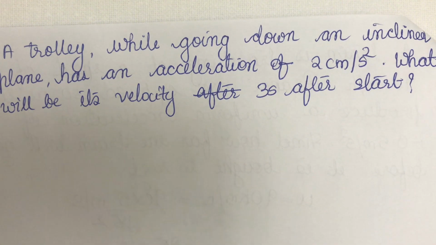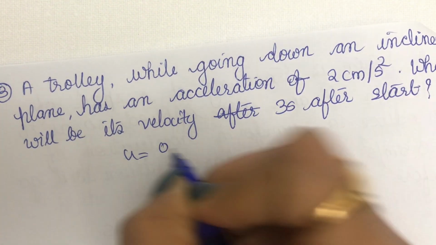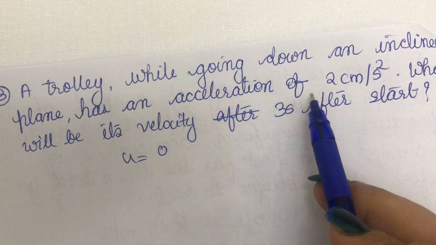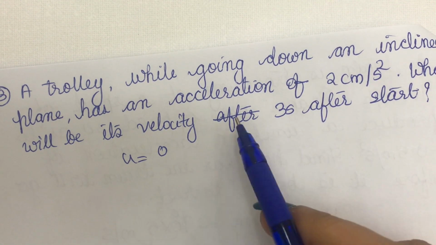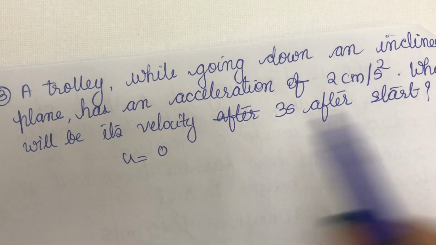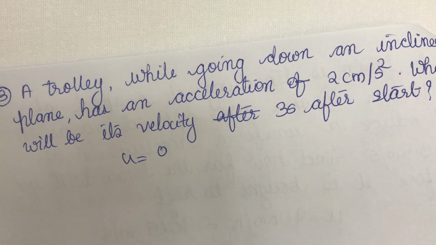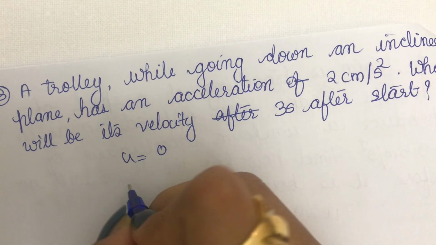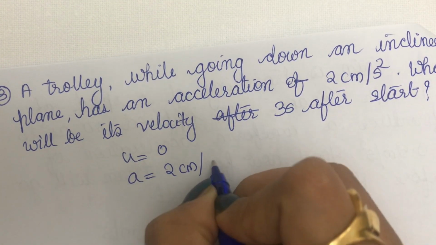So a trolley was at rest first, no? So u is equal to 0. And it has an acceleration, it's going down. Okay, it's going down the plane. So it has an acceleration of 2 cm because it's increasing the speed, no? When something moves down, no, in the inclined plane, it increases the speed, no? So our acceleration is positive. Acceleration is 2 centimeter per second square.